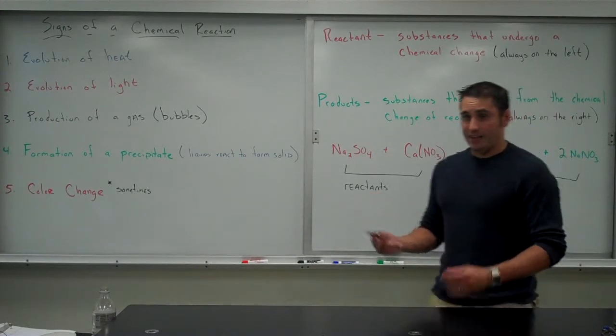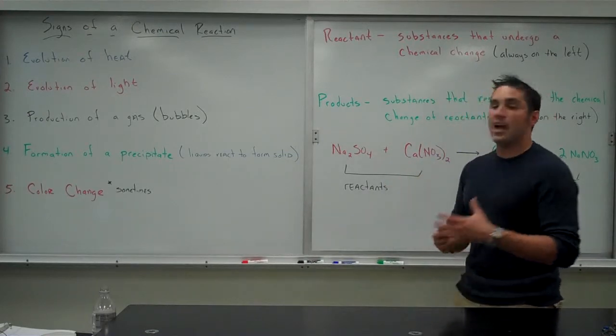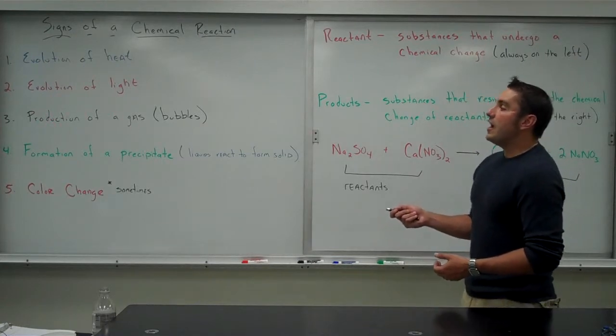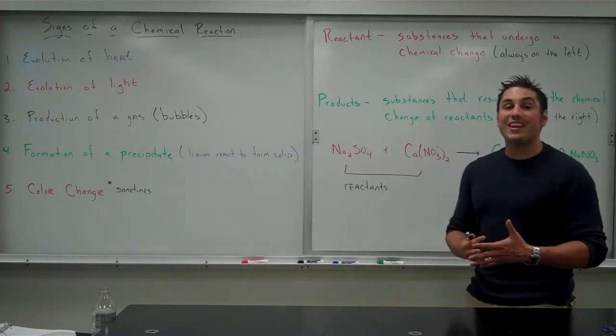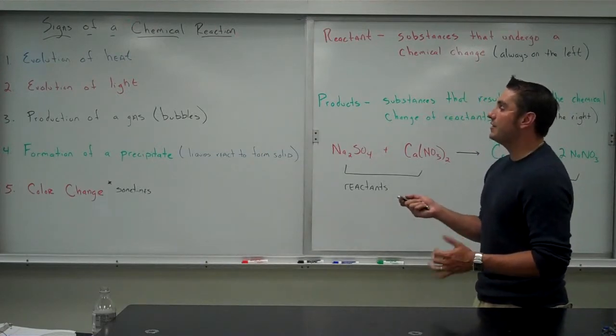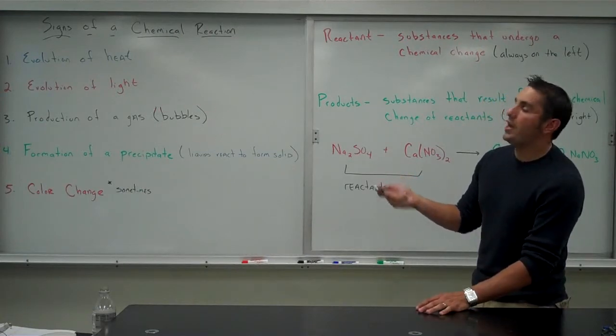Evolution of light. If I take two things together and light is being given off, that is a sign that a reaction has happened. The production of a gas. If I see the formation of a gas occur, that tells me something chemically has reacted. And if there's any type of liquid involved, that's usually easy to spot. It involves bubbles.